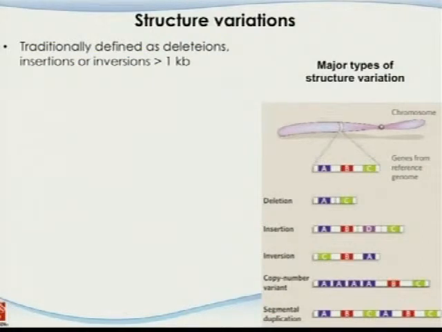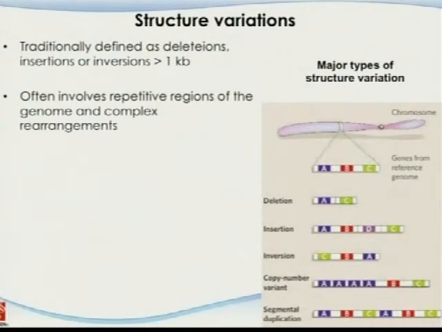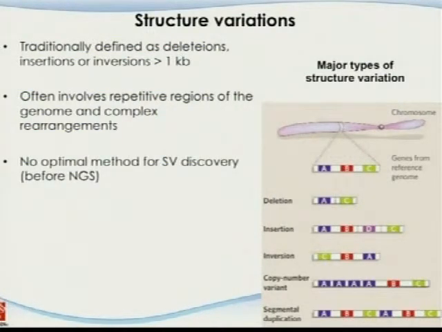And for the structure variations, we already talked about there being a lot of different types of structure variations. They are traditionally defined as deletions, insertions, or inversions larger than 1 kb. This was one of the old slides. They often involve repetitive regions of the genome and complex rearrangements. And there were no optimal methods for structure variation discovery before next generation sequencing. There are ways to do that for copy number variation, but that's it. For the other types, like translocations, there's no optimal way to do that.